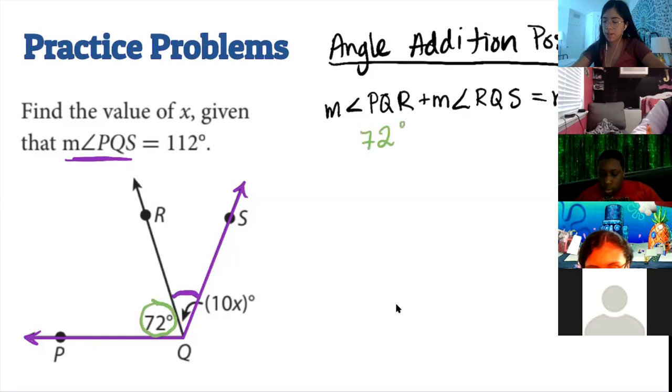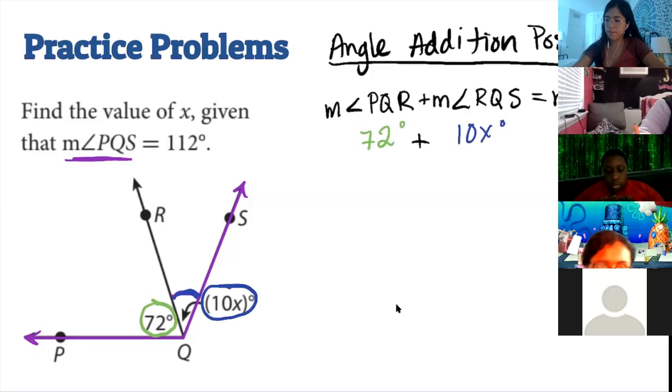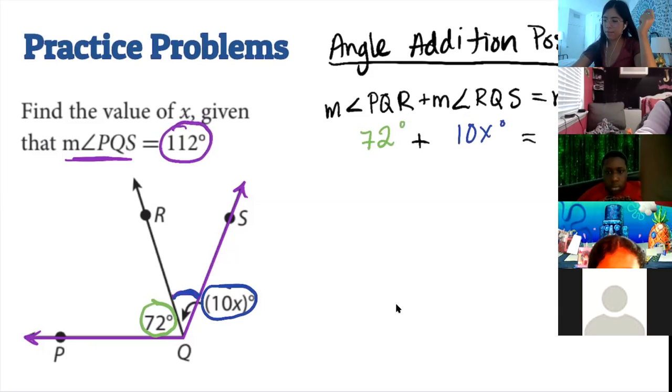RQS is also given to me. That one is right here. They tell us that this angle in here is 10x. And we also know the measure of angle PQS. They give it to us in the very beginning in the problem. That's 112 degrees. So I know everything except for x. I know algebra, right? We all know algebra, so we can solve for x.